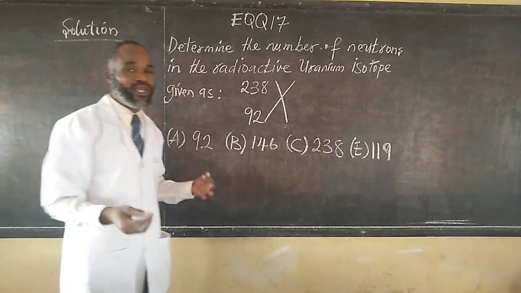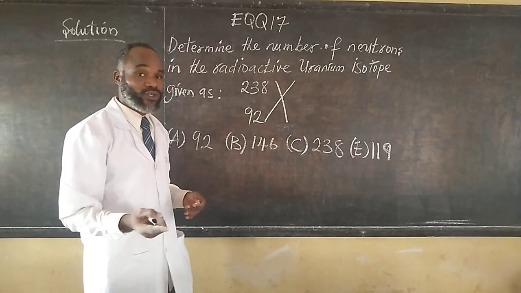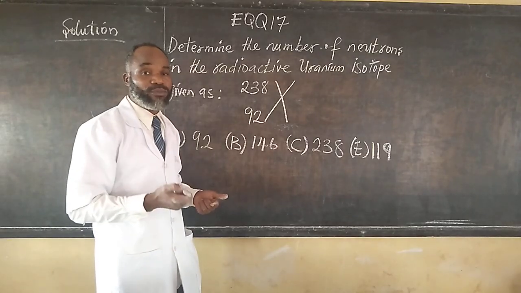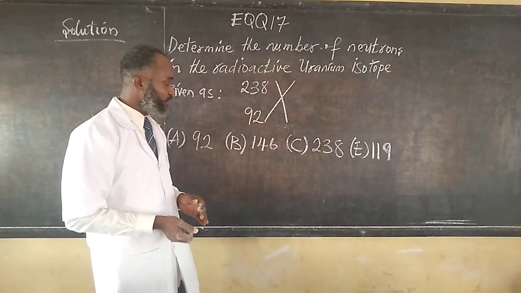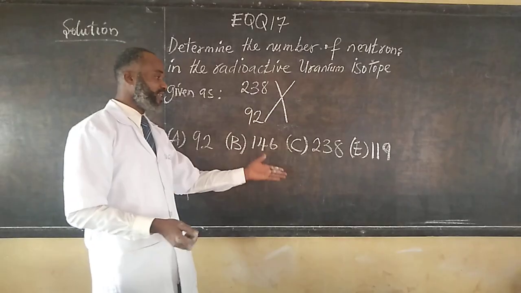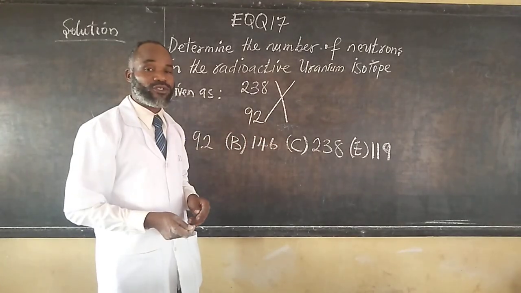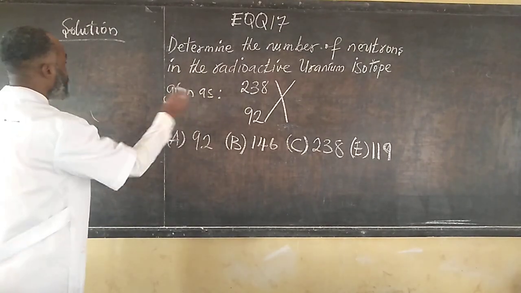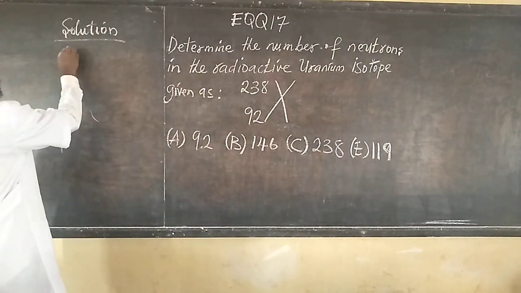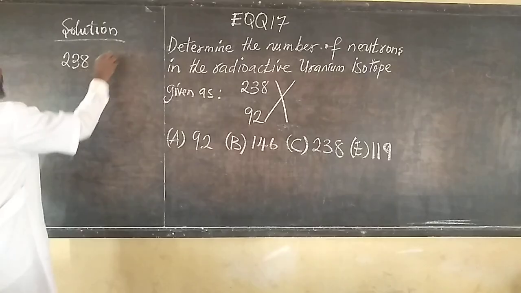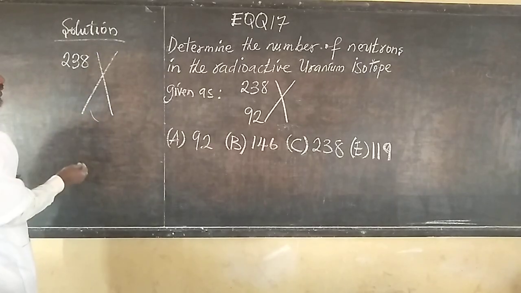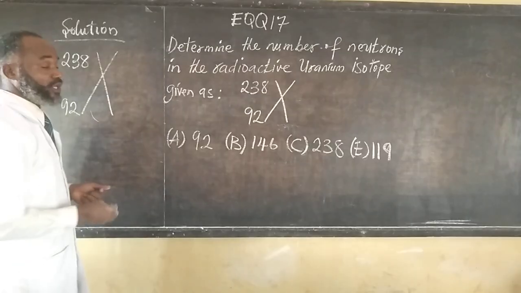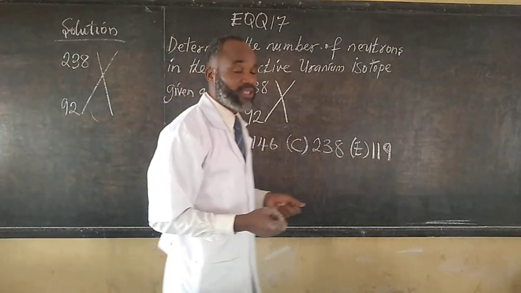Most times, questions like this appear in the objective section, where you are expected to choose the appropriate option. It could be A, B, C, or E. But if you know what to do, you just go ahead and do it. So, the radioactive element is given as 238, this is the element in question, and the atomic number is 92. The mass number is 238, the atomic number is 92.